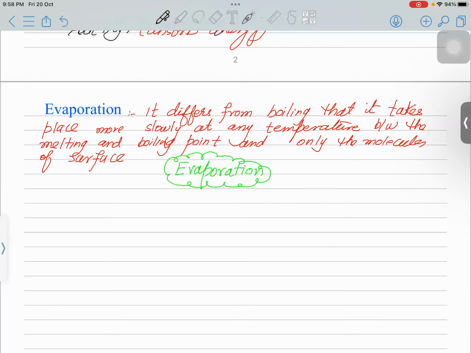Number one, it is a slow process. It happens at any temperature, and only on the surface molecules.